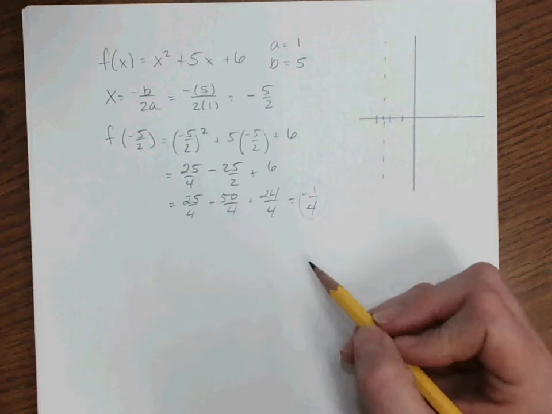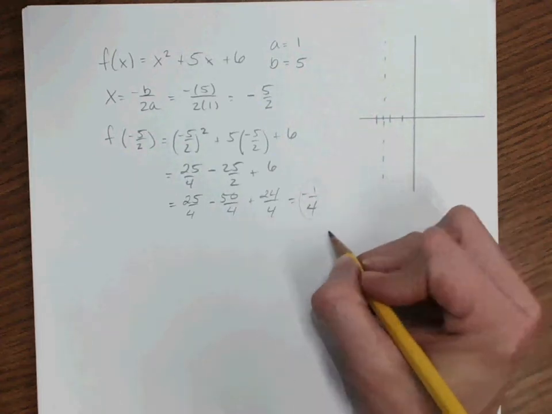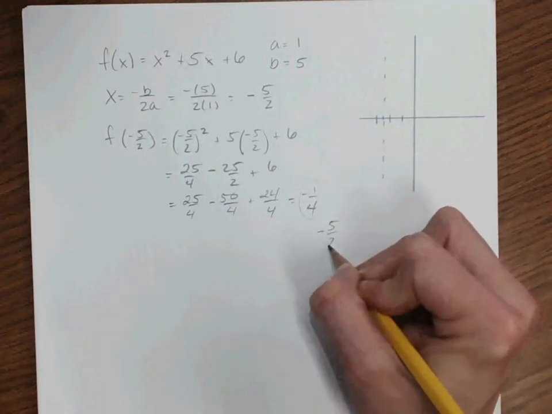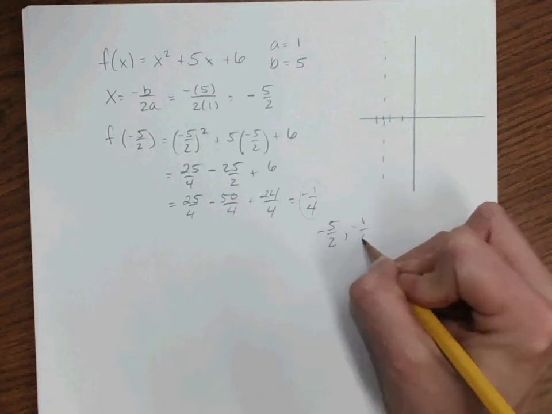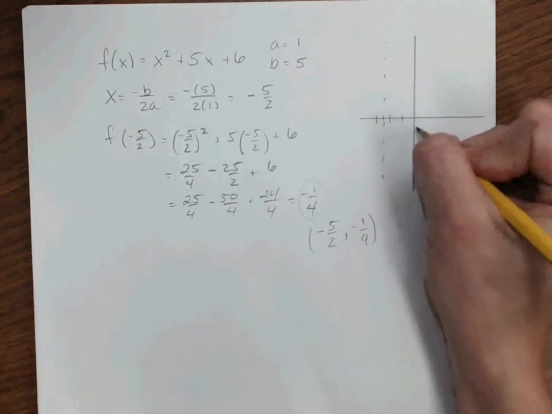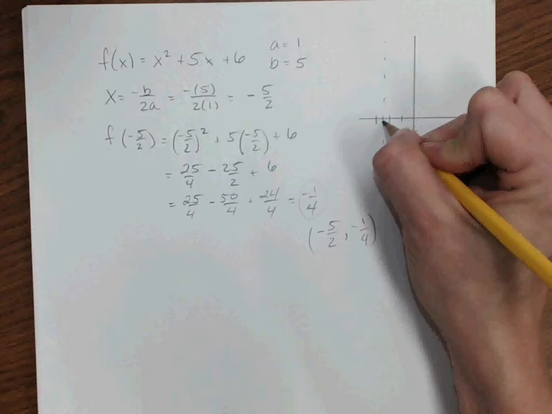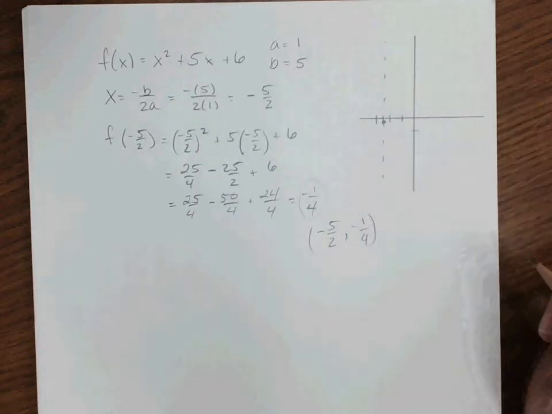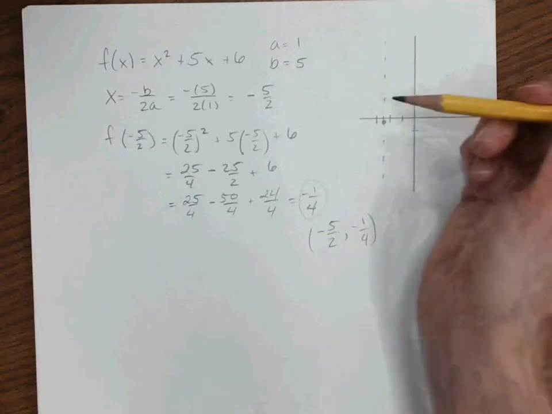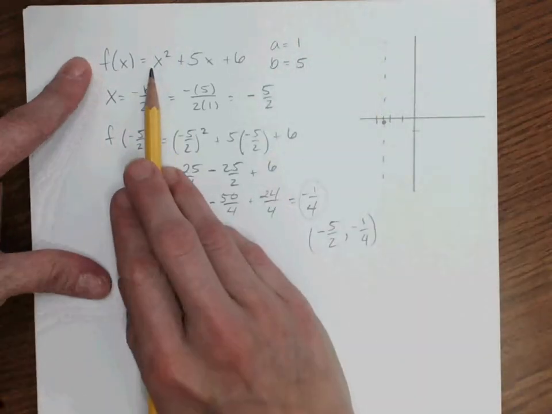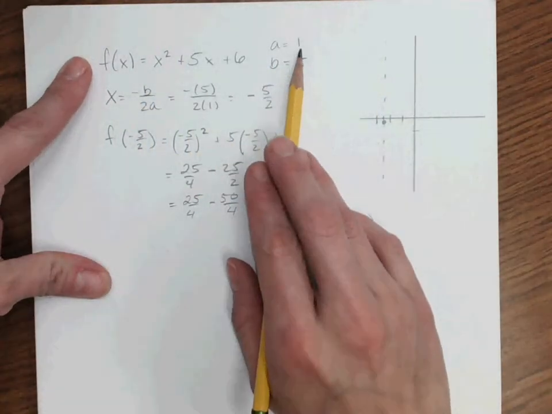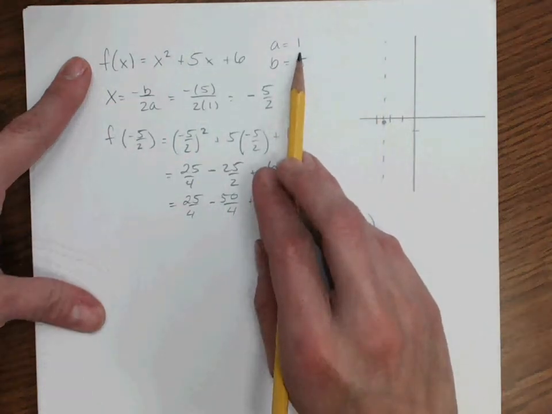Now the next part is I have to figure out where to put my parabola, and this is my answer. My vertex is going to have the coordinates negative 5 halves, comma, negative 1/4. So that means that it's going to be right here. There is the vertex of my parabola. If I think about which direction it opens, I know it's going to open up because my a is a positive number.